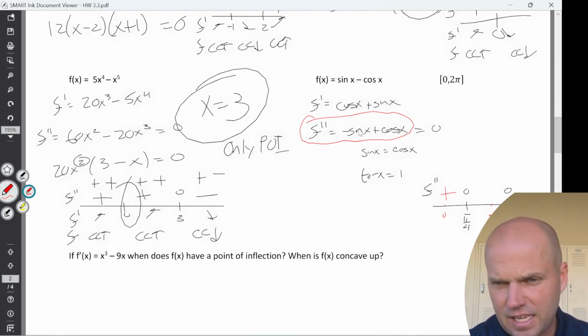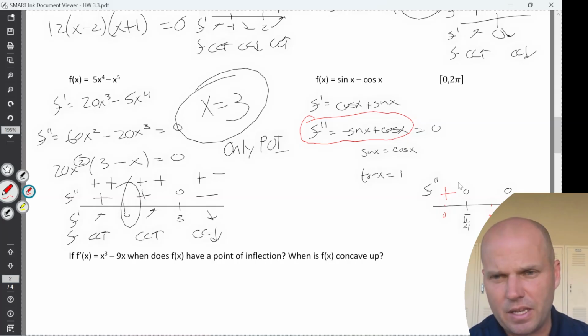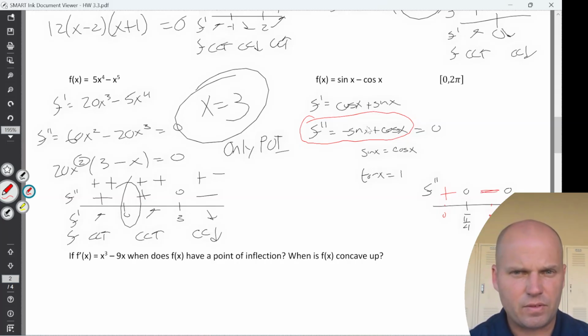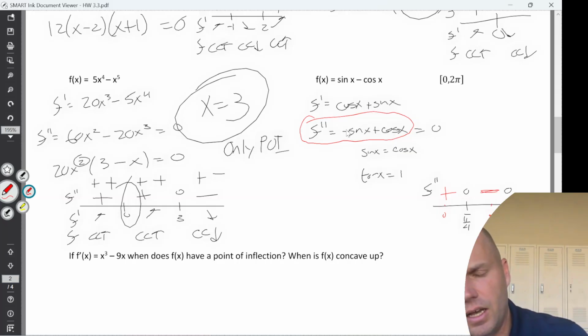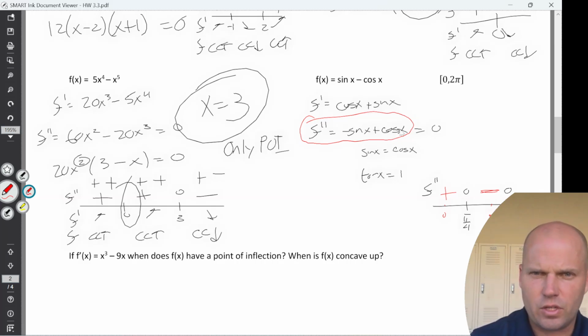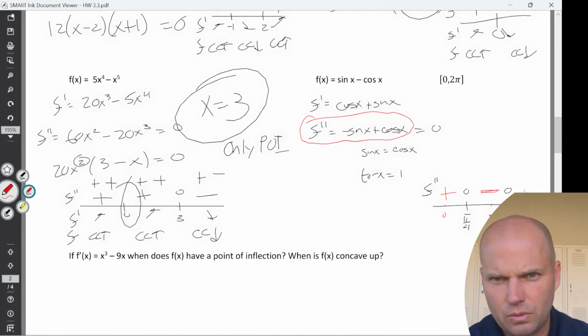If I plug in pi, I got the sine of pi, which is 0. Cosine of pi is -1, so that's negative. 3 pi over 2, the sine of 3 pi over 2 is 1. Take a negative, it's -1. The cosine of 3 pi over 2 is 0. So, ooh, wait, what?